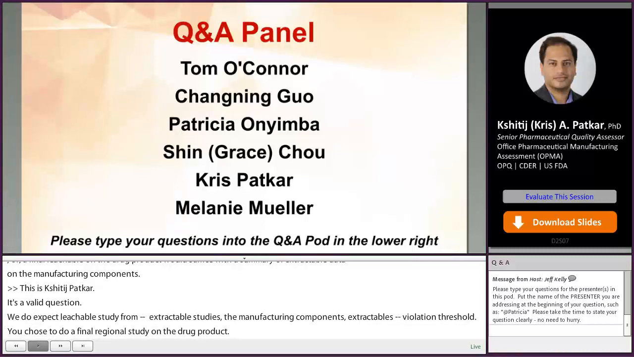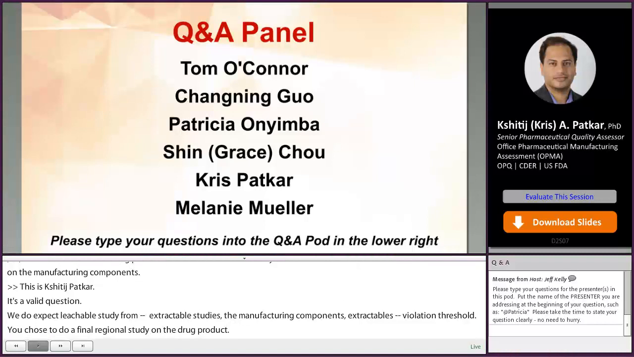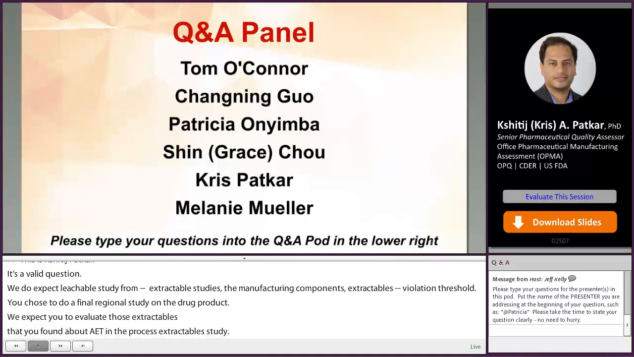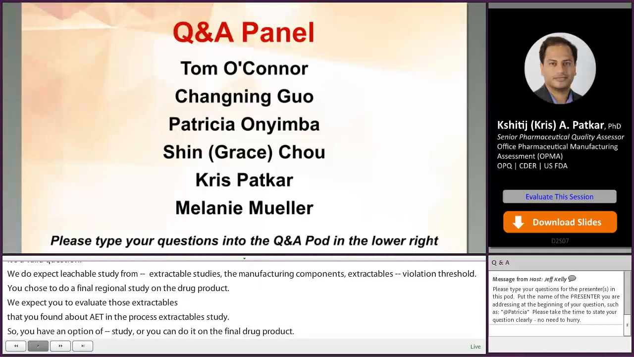So you have an option of doing a separate study, or you can do it on the final drug product, but then you have to evaluate those extractables that you found from manufacturing equipment above AET. So your analytical method should be capable of picking those up in the final drug product.